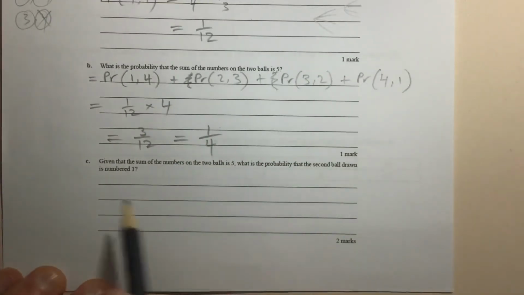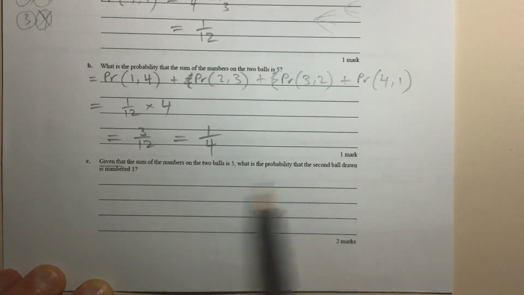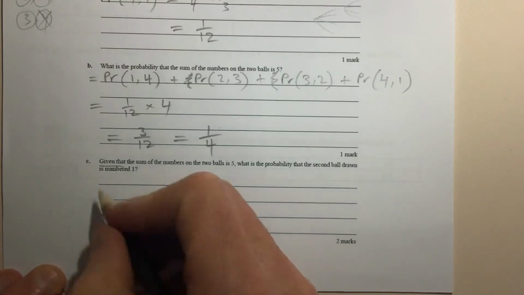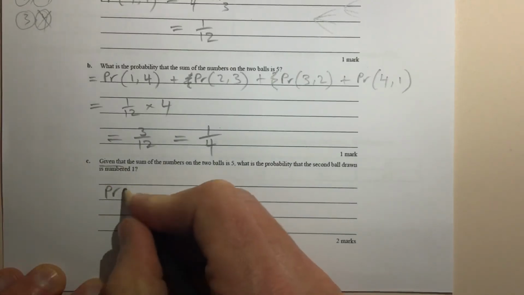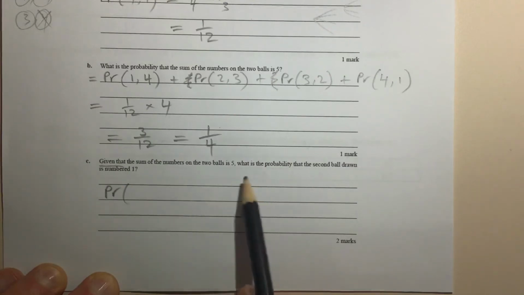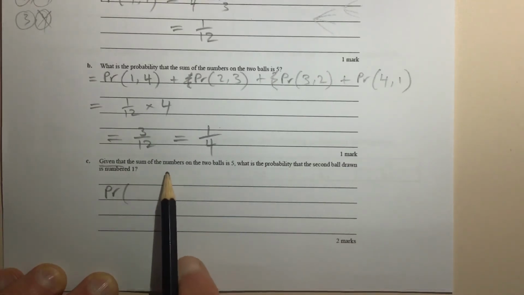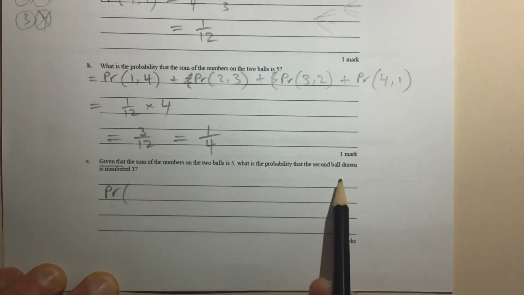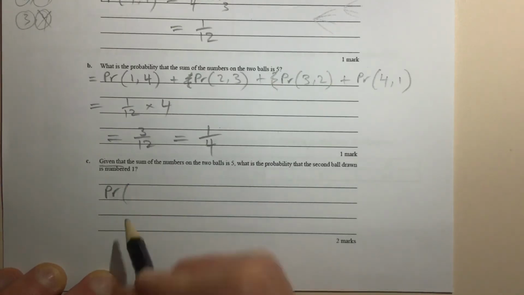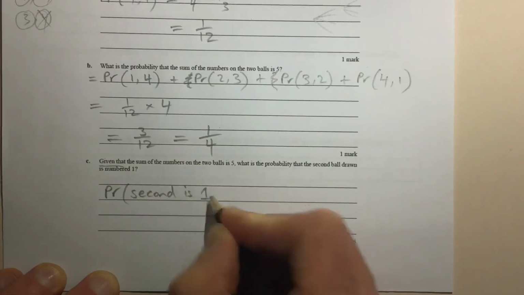Okay, so the probability of the sum of the numbers on the 2 balls being 5 is 1/4. Okay, then we get to this last bit. Given that the sum of the numbers on the 2 balls is 5, what is the probability that the second ball drawn is numbered 1? So again, as we often do with conditional probability, and that's what this is, because we know that one thing's happened and we're trying to work out the probability of something else also happening. So given that the sum of the numbers is 5, what's the probability the second ball drawn is 1?